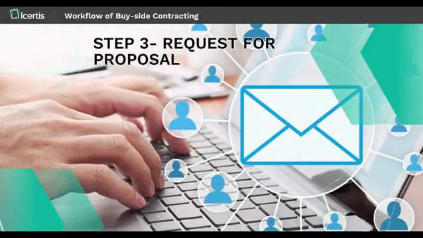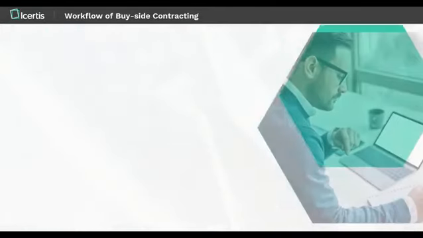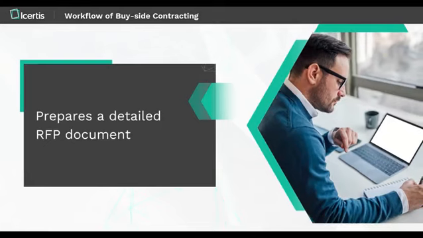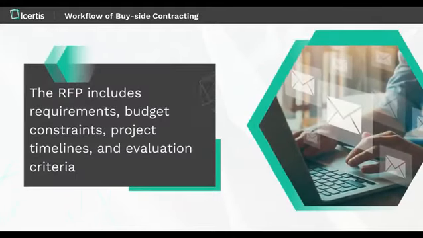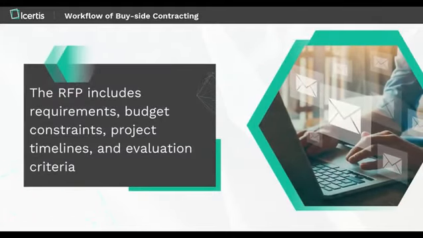Next is request for proposal and evaluation. Once the potential vendors are shortlisted, Alex prepares a detailed request for proposal document. The RFP includes all the necessary information about ICI Corporation's requirements, such as budget constraints, project timelines, and evaluation criteria. The RFP is then sent to the shortlisted vendors to invite them to submit their proposals.